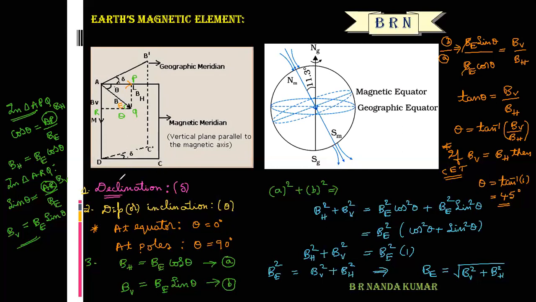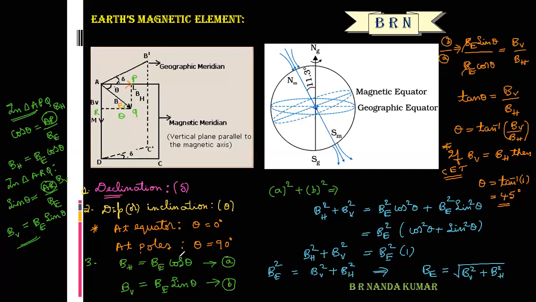What is the meaning of declination? Angle between magnetic meridian and geographic meridian. What is the meaning of dip or inclination? That is the angle made by Earth's magnetic field with horizontal contained in the magnetic meridian. It is maximum at poles and minimum at equator. At equator, the value of dip is 0 degree. At poles, the value of dip is 90 degree.